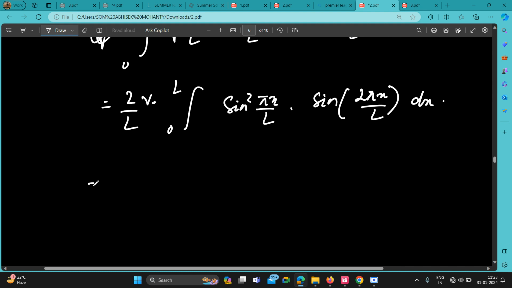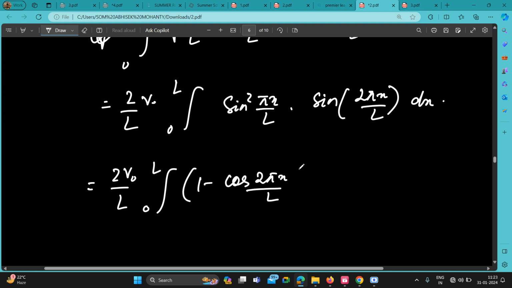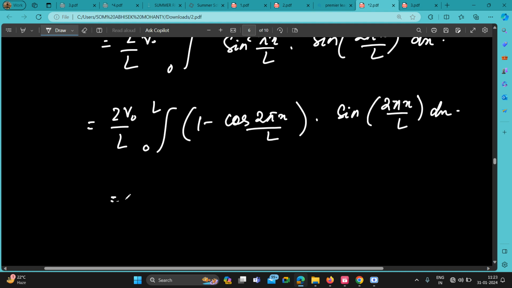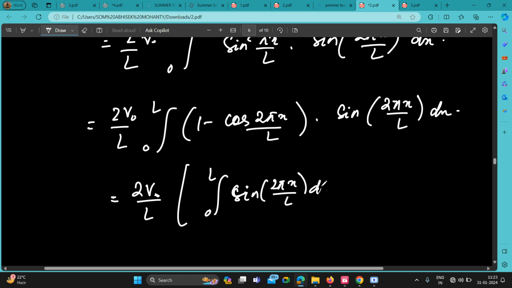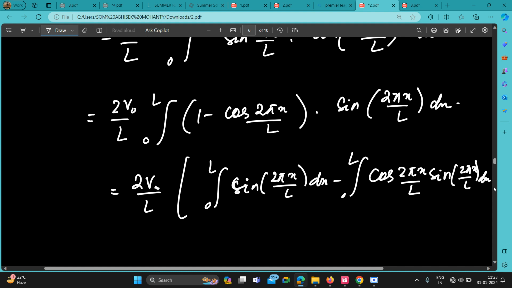Sine square theta is what? V naught by L. Sine square theta is 1 minus cos 2 pi x by L, times sine 2 pi x by L dx. So 2 V naught by L, integration 0 to L sine 2 pi x by L dx, minus integration 0 to L cos 2 pi x by L sine 2 pi x by L dx.